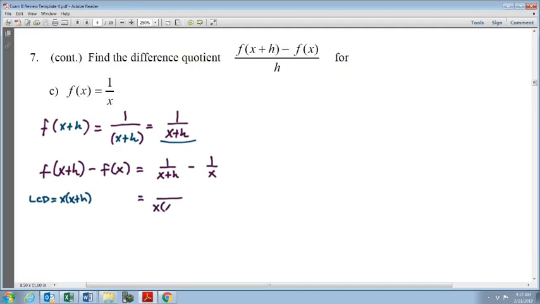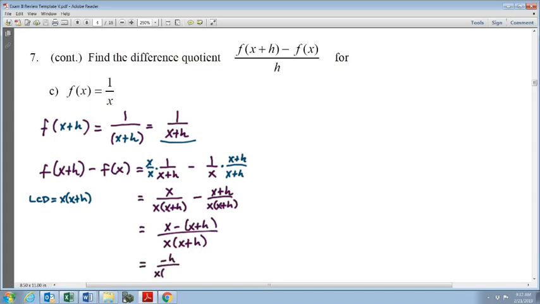So what we do is we rewrite the fractions so that they have that LCD as their denominator. For the first fraction there, we're missing the x factor, so we'll multiply by x over x, and we'll get x in the numerator. In the second fraction, 1 over x, we're missing the x plus h, and so we'll multiply by x plus h over x plus h. And so we end up with x minus x plus h. Notice you're going to end up with x minus x, which is just 0, and a minus h. So you get minus h over x times x plus h.